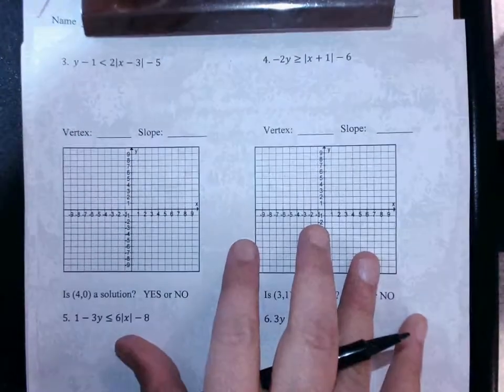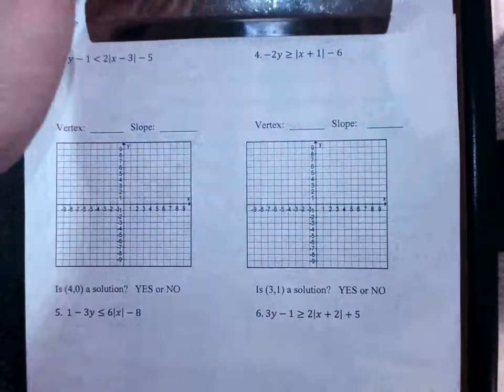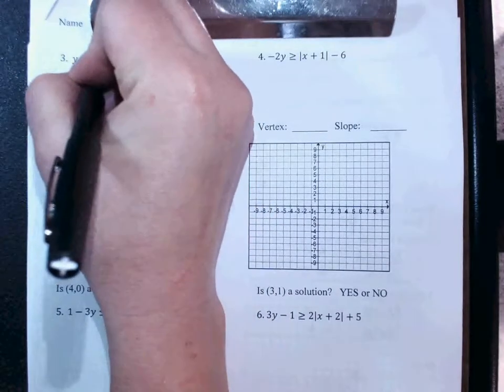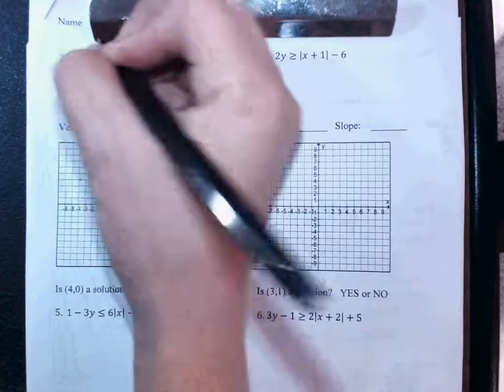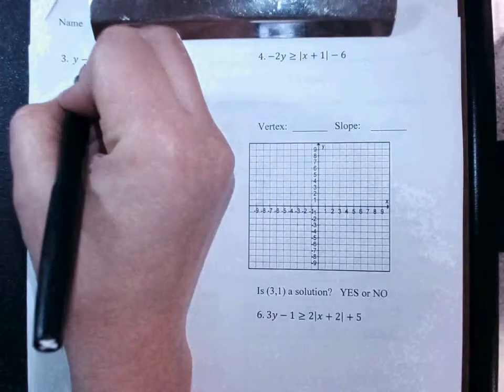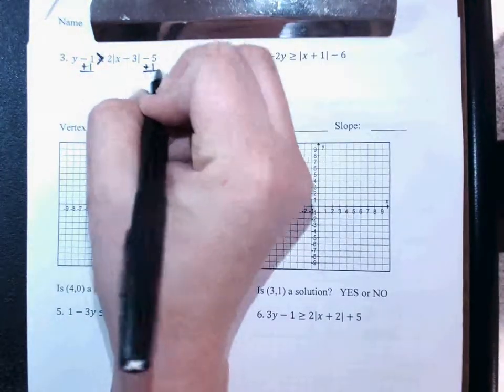Look at number 3. A lot of these on your notes come out to be less than, so I want you to switch this to go the other way, just to make it a greater than. So, look at number 3. Can we graph it right now? No. Why not? You have to add the 1 across. Good job, Armando. So, plus 1 on both sides.